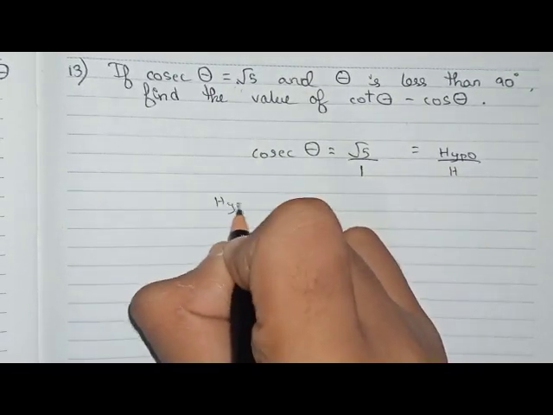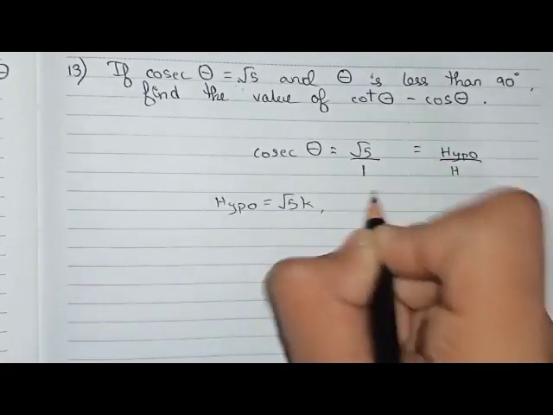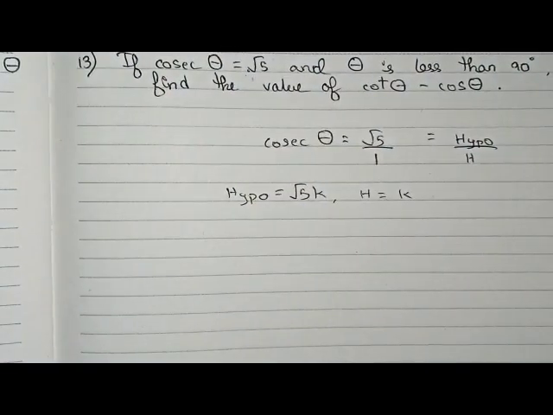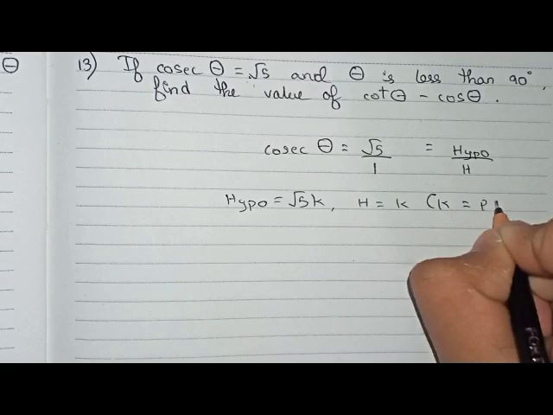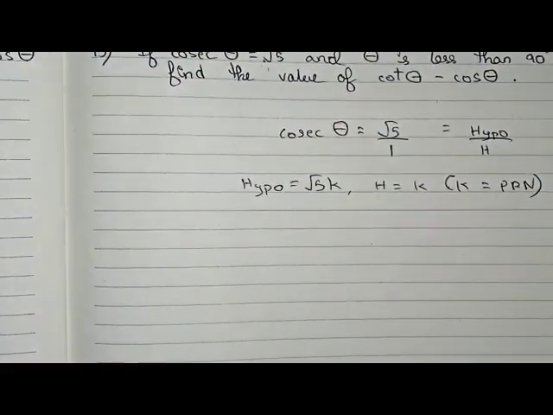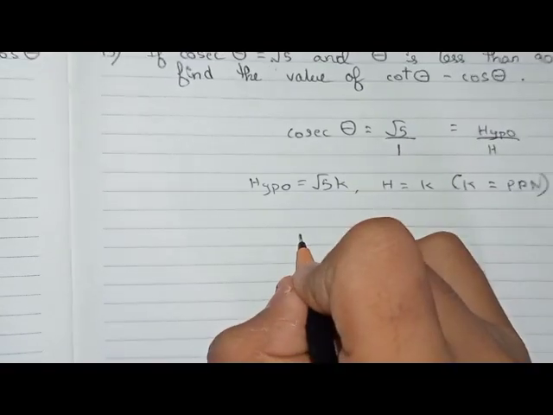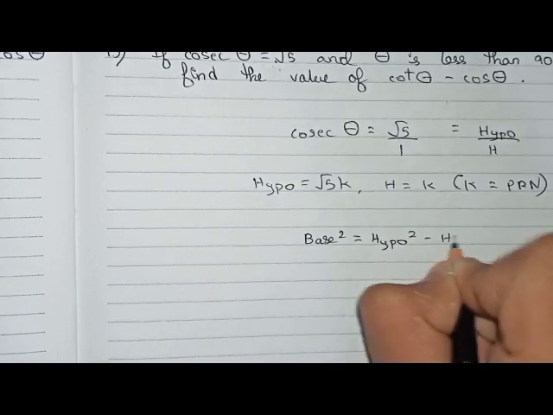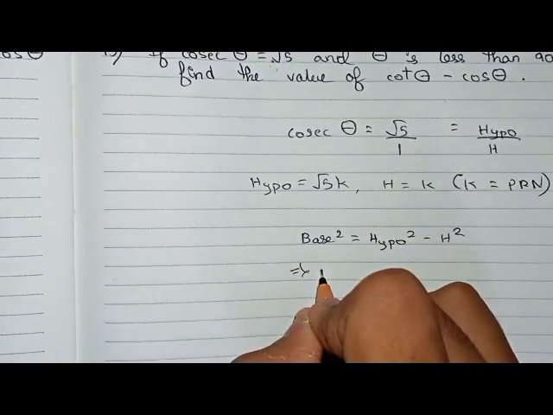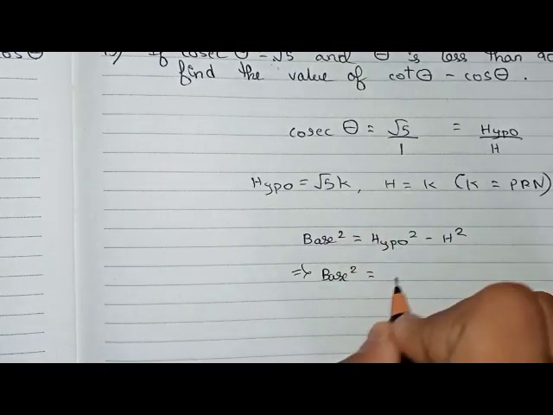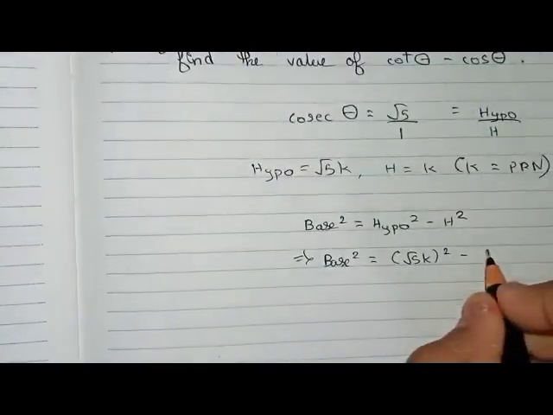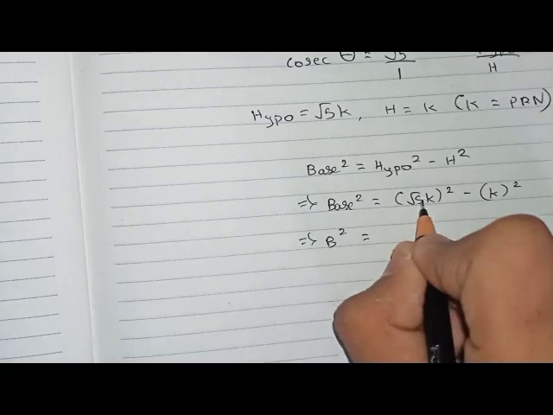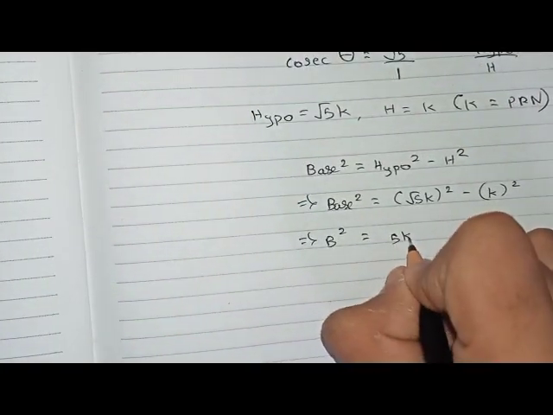We write down the value. Hypo is equal to root 5k and height is equal to, we write it directly, k, 1 into k, that will be k only. And k is equal to positive real number. So now I will find out the base. We write in the direct formula. Hypo square, that is root 5k, minus height square, that is k. So root 5k square, it will become 5k square.